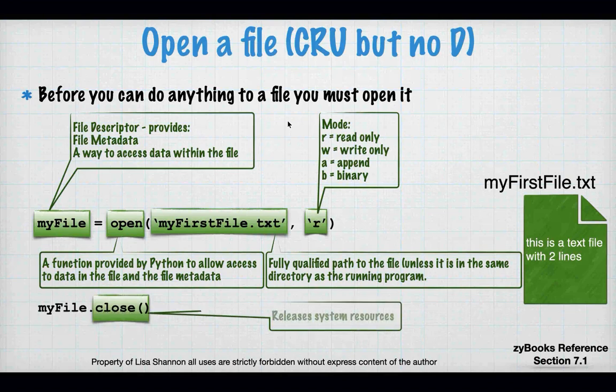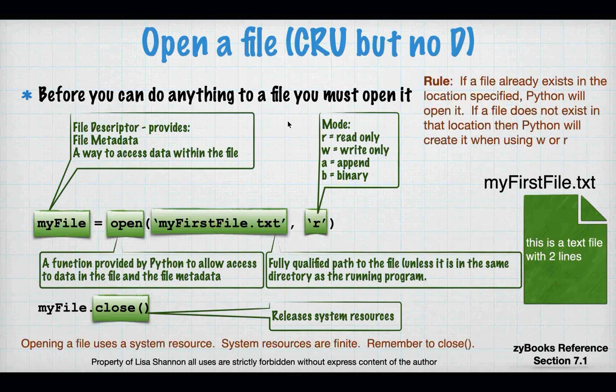And then, and I'm going to harp on this through the entire hour, you are going to have to always close a file. When I open a file, I take a resource from the system, because there are only so many file opens you can do, because every operating system has a type of file descriptor, and there are only a limited number of them allowed. So I have to close it to return the resources to the system. So always close your file.